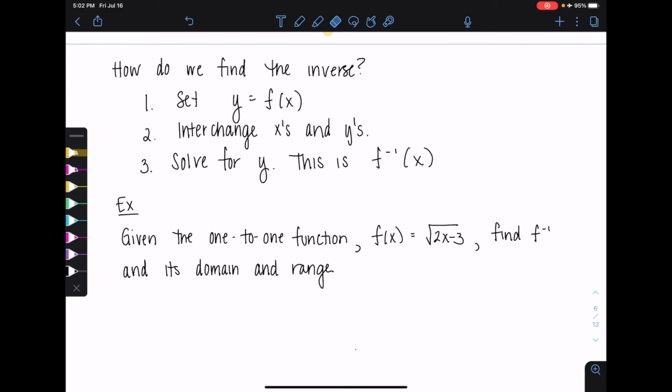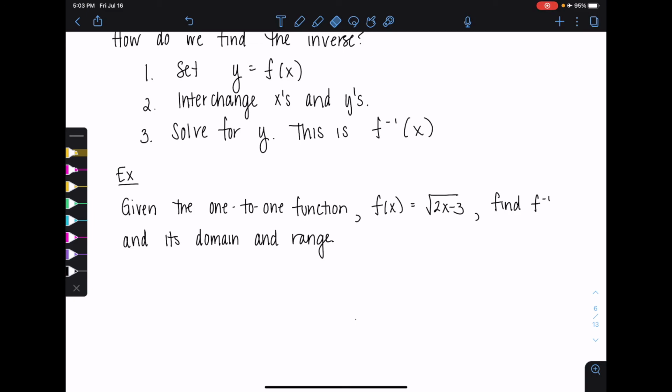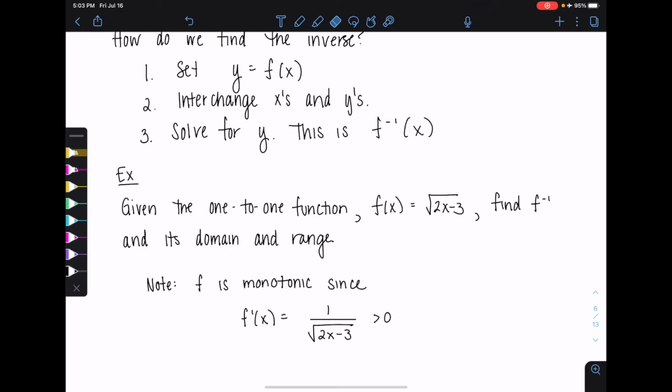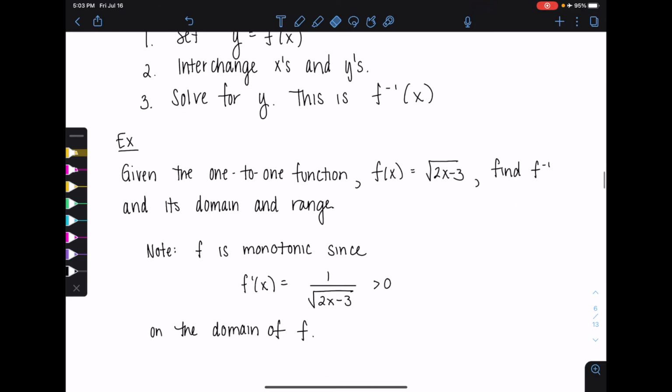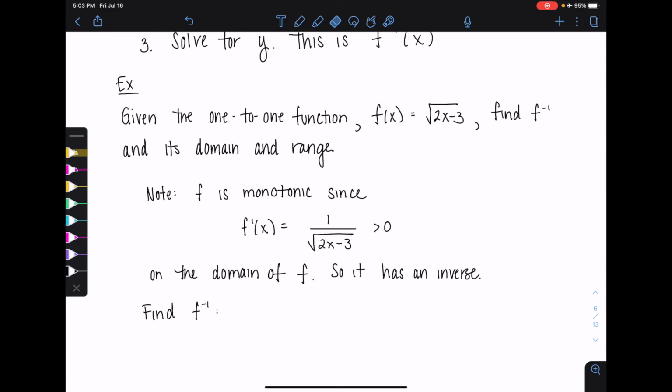Given that the function is 1 to 1, f of x equals the square root of 2x minus 3, we're going to find the inverse, and we want to find the domain and range of this inverse. So we can also use our knowledge and connect to the earlier stuff. This is a monotonic function because if you take its derivative, it's 1 over the square root of 2x minus 3. The square root is always a non-negative number, so this thing is non-negative, and that's going to be true on the domain of this function. So it definitely has an inverse. Now we want to actually find it.